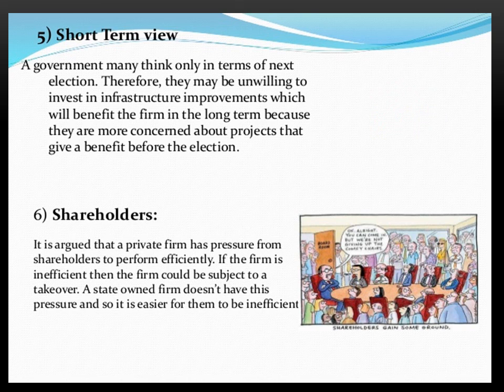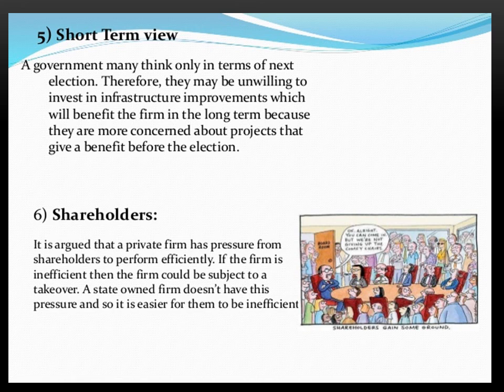Then, the short-term view. The government is always thinking in a short-term view because they have to spend only their 5 years. So a government may think only in terms of the next election, and therefore they may be unwilling to invest in infrastructure improvement which will benefit the firm in the long term, because they are more concerned about projects that give a benefit before the election. So if we give the industries to companies in the private sector, obviously they will think about a long-term view.